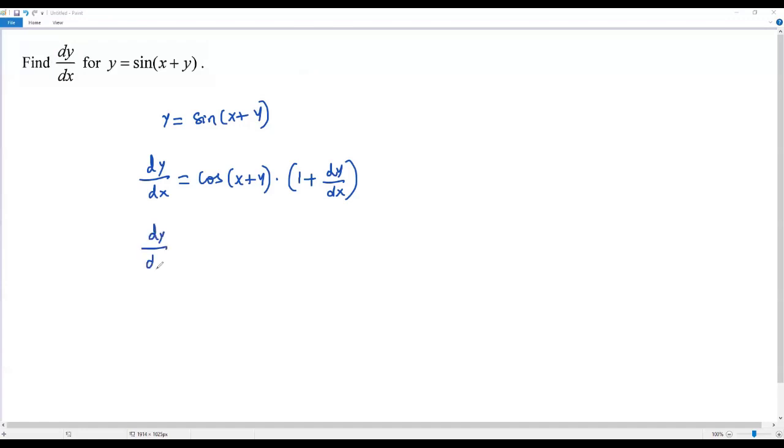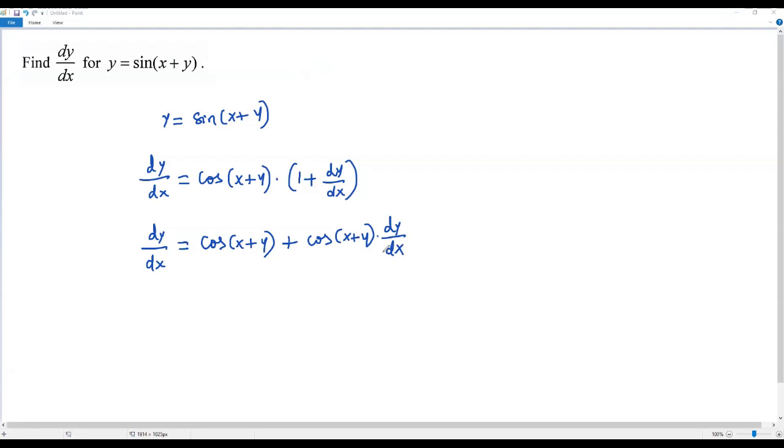Let me write the left side first. Now on the right side, we have to distribute this cosine of x plus y to 1 and dy over dx. When I distribute cosine of x plus y to 1, I get cosine of x plus y. Now we take this positive sign as it is. Then we distribute to the second term, and I get cosine of x plus y times dy over dx.